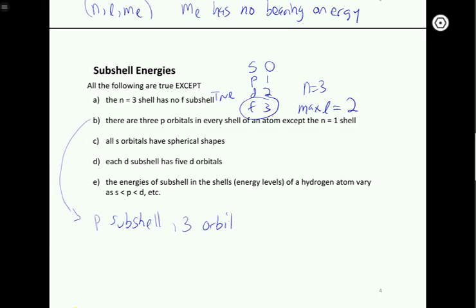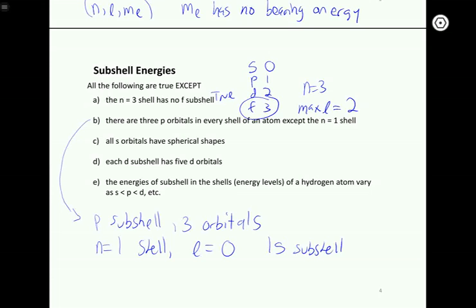However, this gets back to the rules for quantum numbers again. If we have an n equals 1 shell, that means the only value of l is 0. So when n equals 1, we can only have a 1s subshell. That's the only subshell in n equals 1. So we can't have a 1p, which means there are no p orbitals when n equals 1. If there were p orbitals, there would be 3 of them, but that's not an allowed value for that quantum number. Okay, choice C, all s orbitals have spherical shapes.